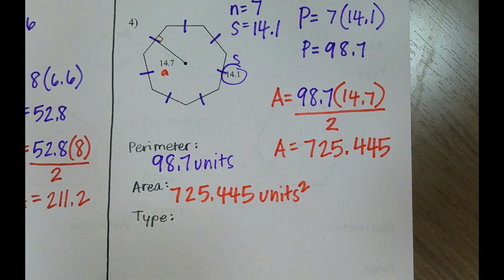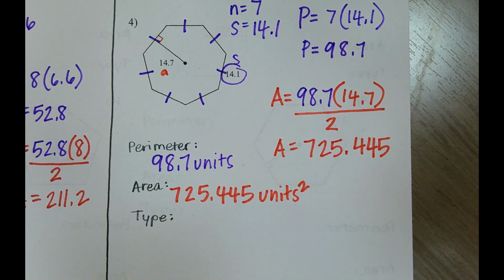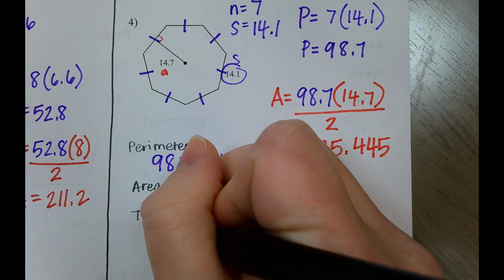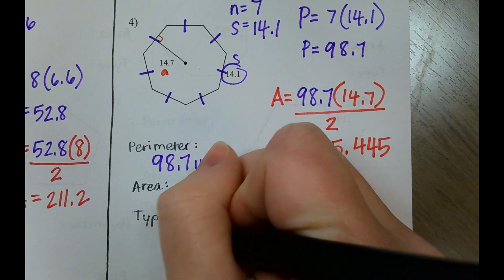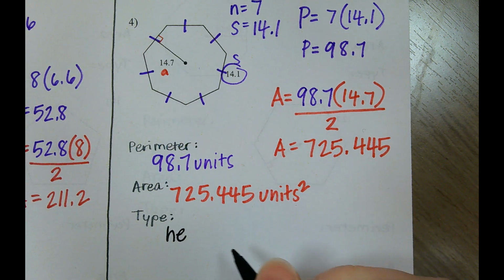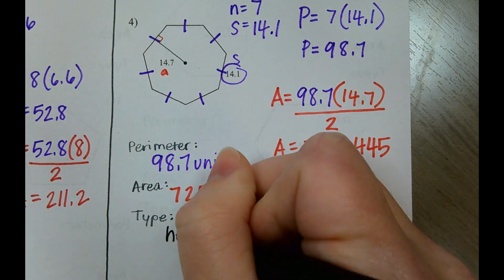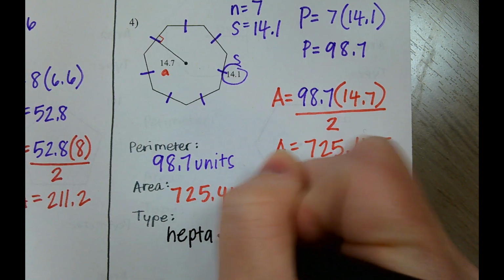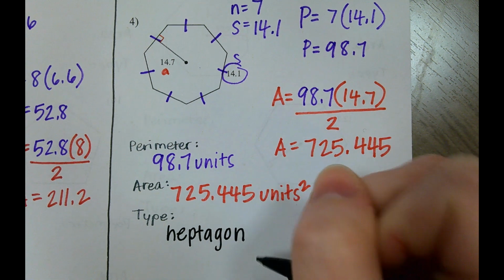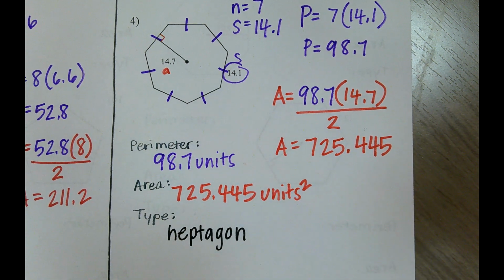And remember, area is always squared. It's a heptagon. Good. Heptagon, 7 sides. You do not have to memorize these different polygon names, but don't lose that handout. It's a heptagon, because of the 7 sides.